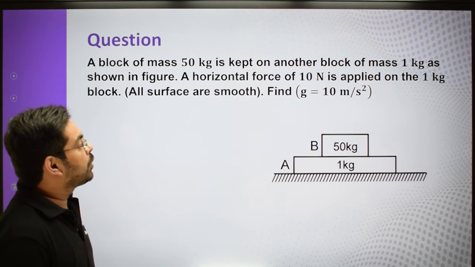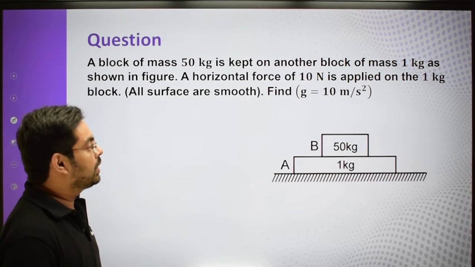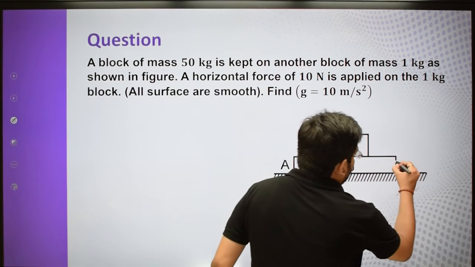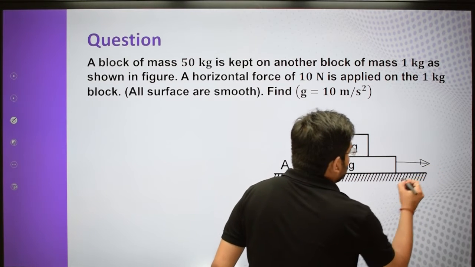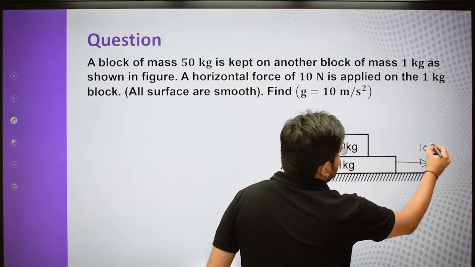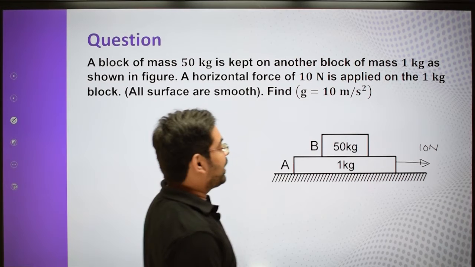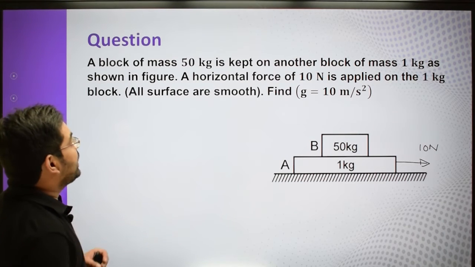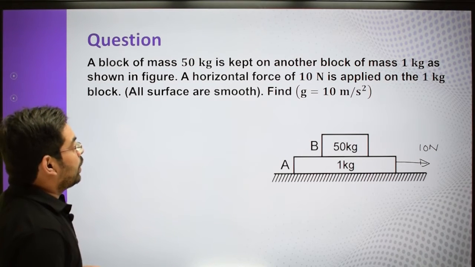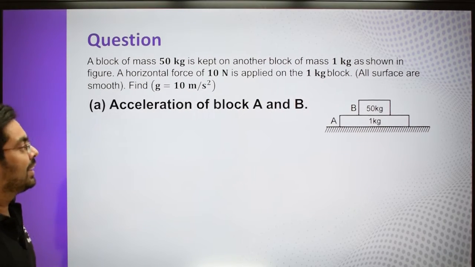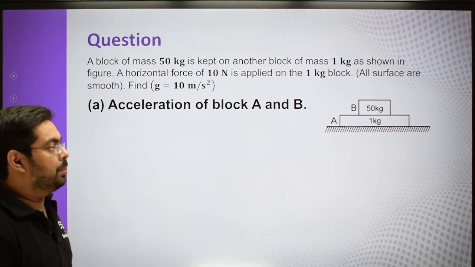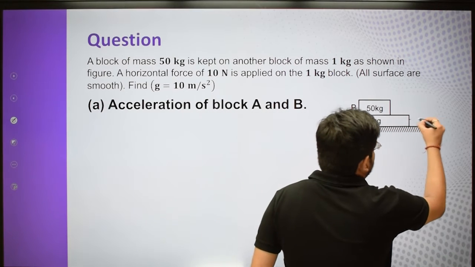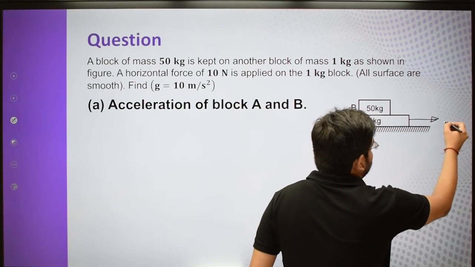A horizontal force of 10 Newton is applied on the 1 kg block. So here a force of 10 Newton magnitude is applied on this block, the lower block, and then we need to find the acceleration of blocks A and B. Okay, chalo, suppose we try to understand this question.